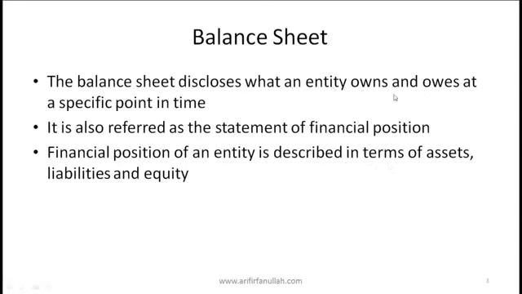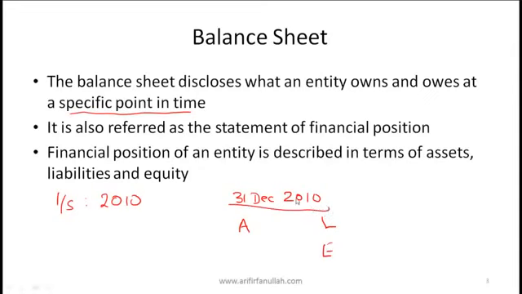So this statement at a specific point in time can be contrasted with the income statement. As you just saw in the previous lecture, the income statement will tell you the picture of a company over a given period, such as the year 2010, and the balance sheet will be a snapshot on a particular day, such as 31st December 2010. The balance sheet will tell you what the assets are on that day, what the liabilities are, and what the equity is on this day. So the balance sheet is like a snapshot.